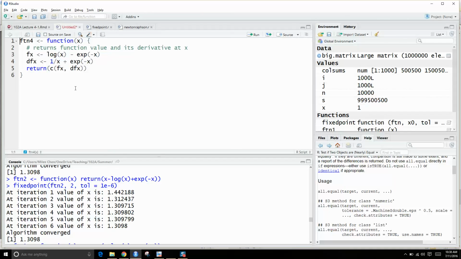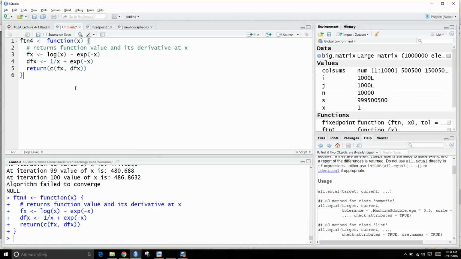So here's our function, log x minus the exponent of negative x. And then the derivative of this is going to be this, and we're going to calculate both of these. So when we run this function, it's going to return both the value of the function.